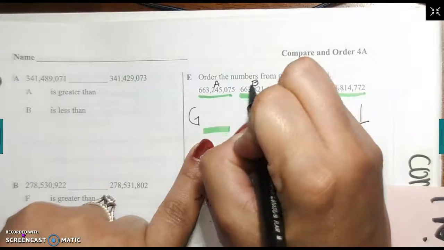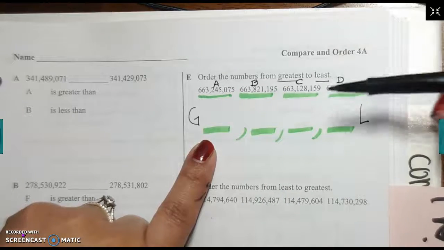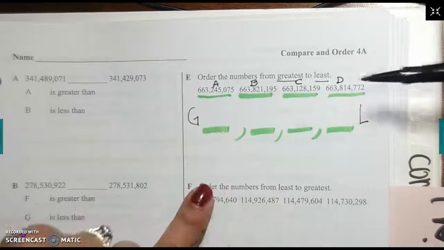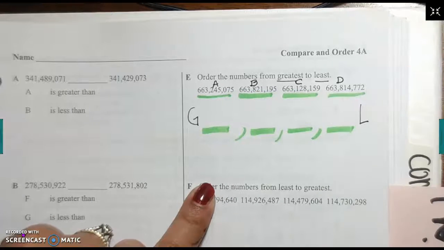And this is A, this is B, and this is C, and this is D. I just give it a name. You can give it a color name, or you can maybe even write a word for each. But the easiest way is just to give it a letter.